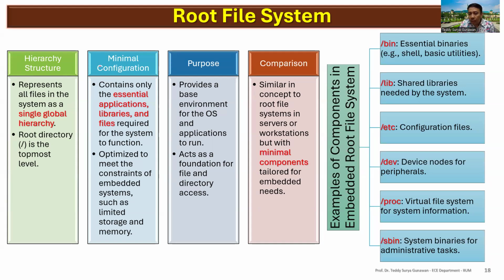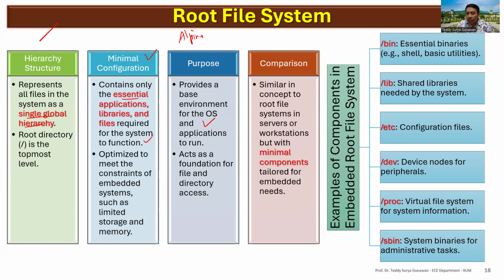Okay, now bootloader, kernel, and then let's see the root file system. Normally you have a single global hierarchy. This is similar to Linux, where you have the slash, which is the root directory. You also have a minimal configuration: only essential applications, libraries and files required for the system to function are loaded there, so it is optimized to meet the constrained need. The purpose is to provide a base environment for the OS and applications to run. The smallest Linux you can try is Alpine Linux, with a size on the order of 100 kilobytes.